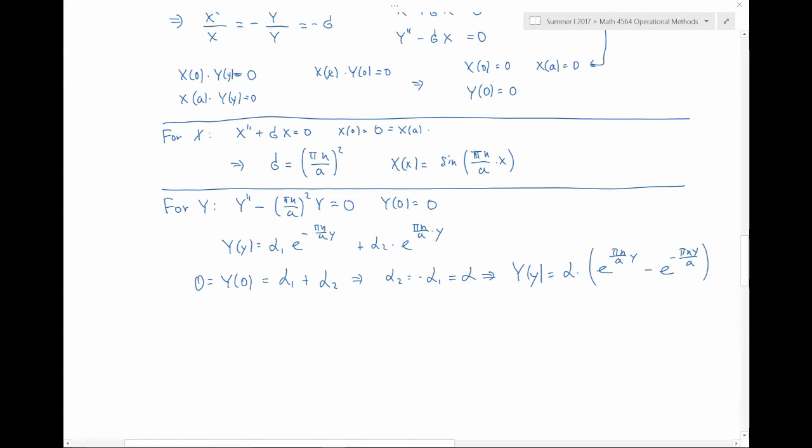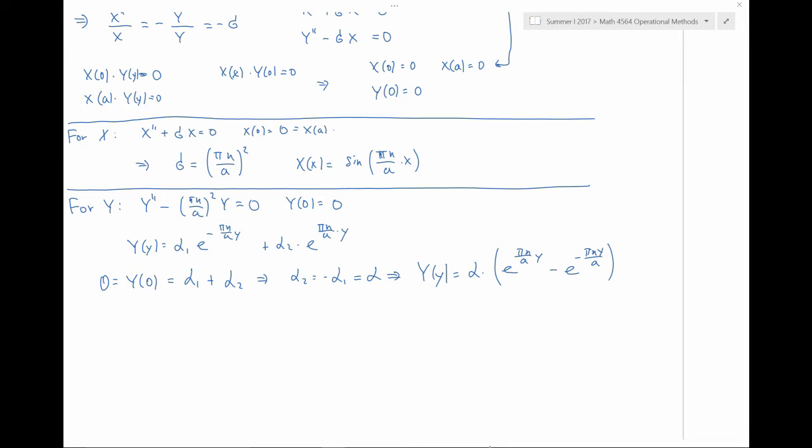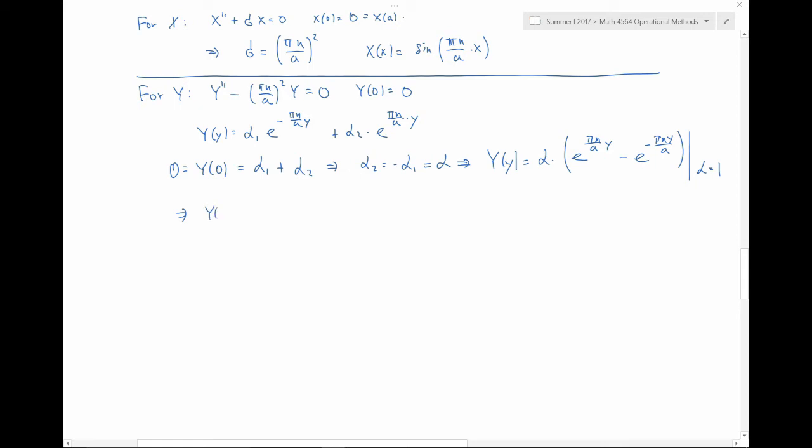Just as before, without loss of generality, since everything will be multiplied by Cn afterwards, we can assume that alpha is just 1. And therefore, the final form for Y of y is just e to the pi n over a y minus e to the minus pi n over a y. And the building block solution u sub n of x,y simply is e to the pi n y over a minus e to the minus pi n y over a times sine of pi n x over a.